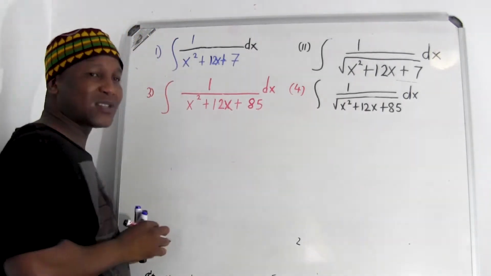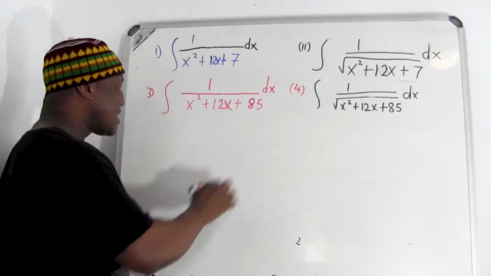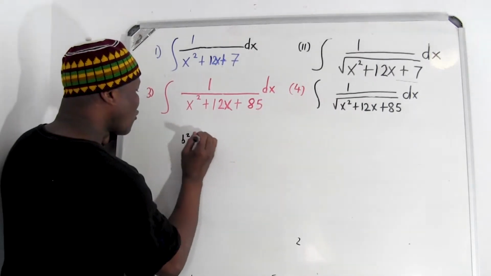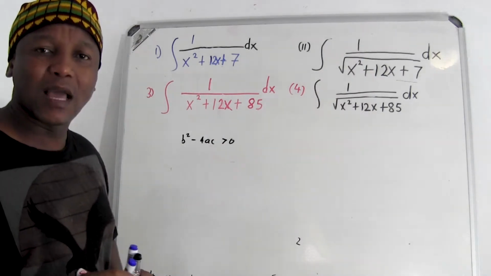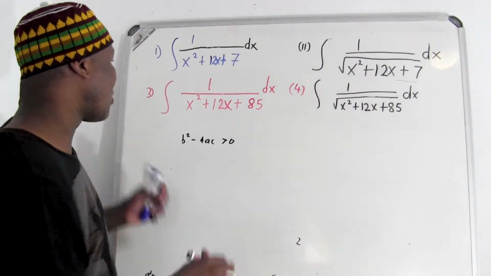Make sure you test your quadratic, only if there's a 1 on top. How? We look at the discriminant. If it's greater than 0, then yes, you can factorize. But if it's less than 0, no, you cannot factorize. So now we're going to say, okay, what is it?